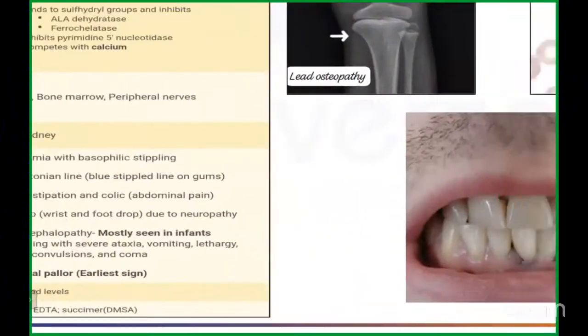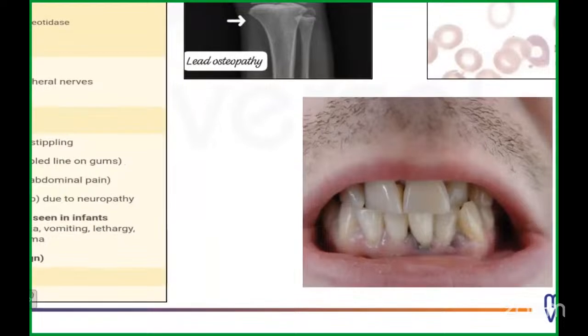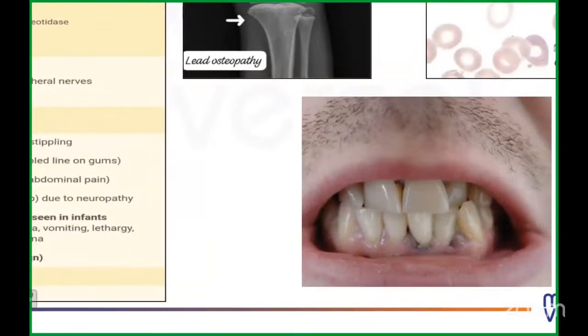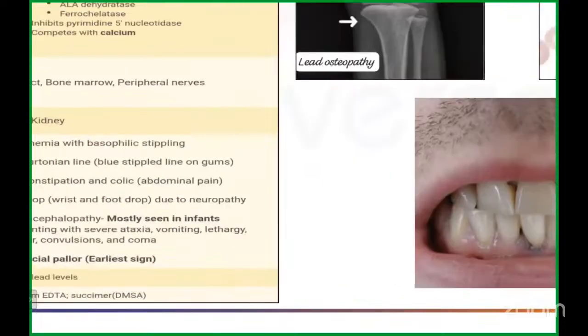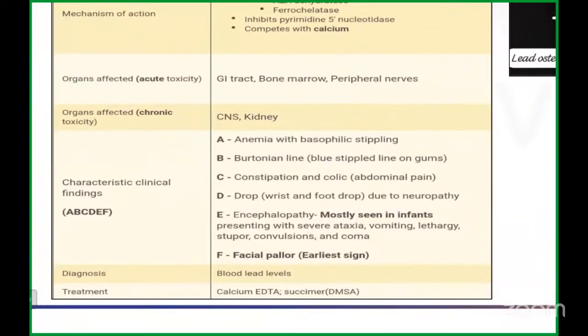B for Burtonian line, which is a blue stippled line on gums. If asked in the question, is this specific for lead toxicity? No, it can also be found in cadmium toxicity, copper toxicity, and mercury toxicity. What I meant is it's not specific, but it is most commonly associated with lead poisoning. C for constipation and colic, which mimics an intense acute abdominal pain. As I said, these are features of acute toxicity.